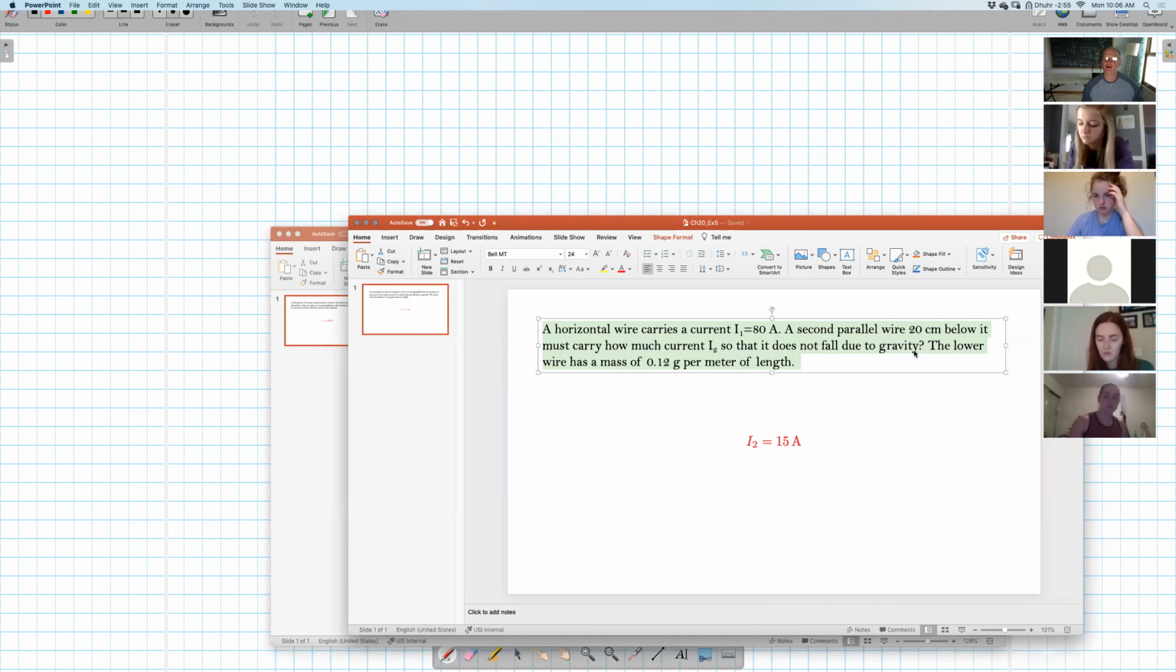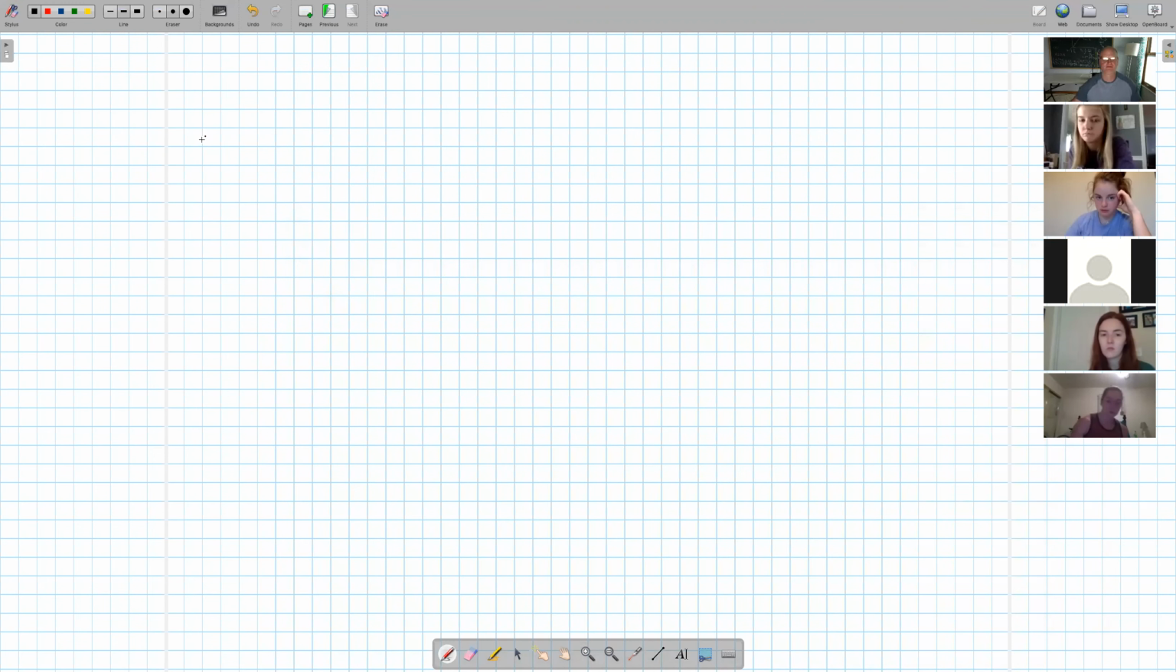So it will not fall under its own gravitational weight, where the mass per unit length of that lower wire is 0.12 grams per unit length. Okay. So here what it wants to know then again is what is the current I2 to keep this thing from falling? So let's draw a picture.